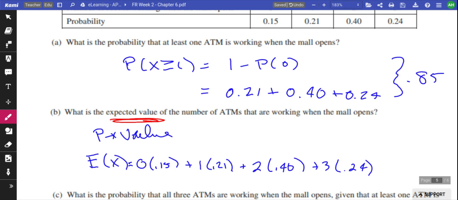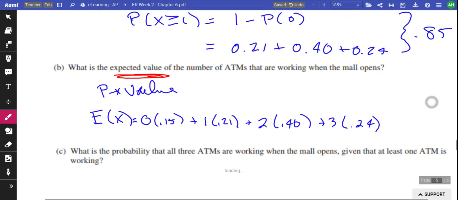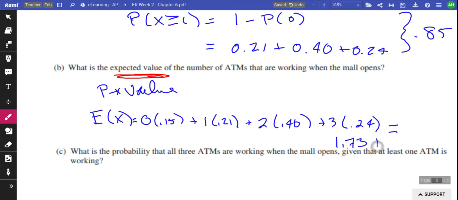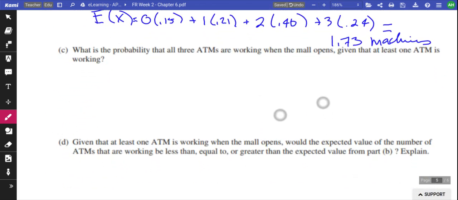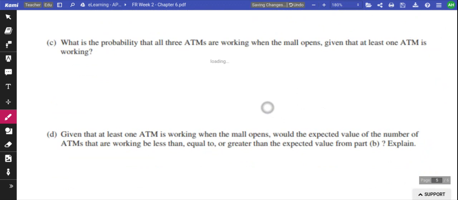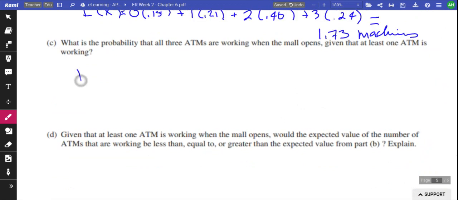Maybe grandparents as well. So anyway, if you do that, you should come up with an expected value of 1.73. Label it machines, ATMs, whatever. What's the probability that all 3 ATMs are working when the mall opens, given that at least 1 ATM is working? All right, so what's the probability that we have 3 given 1 is working?